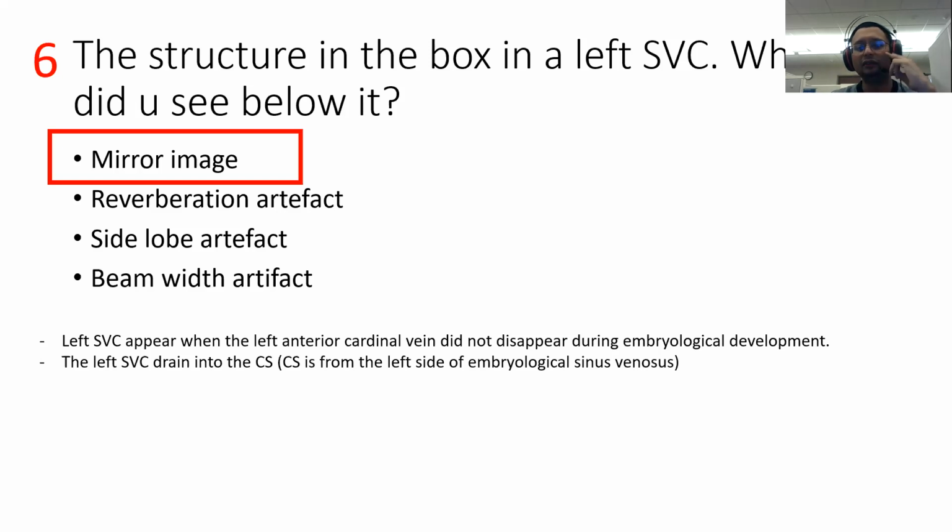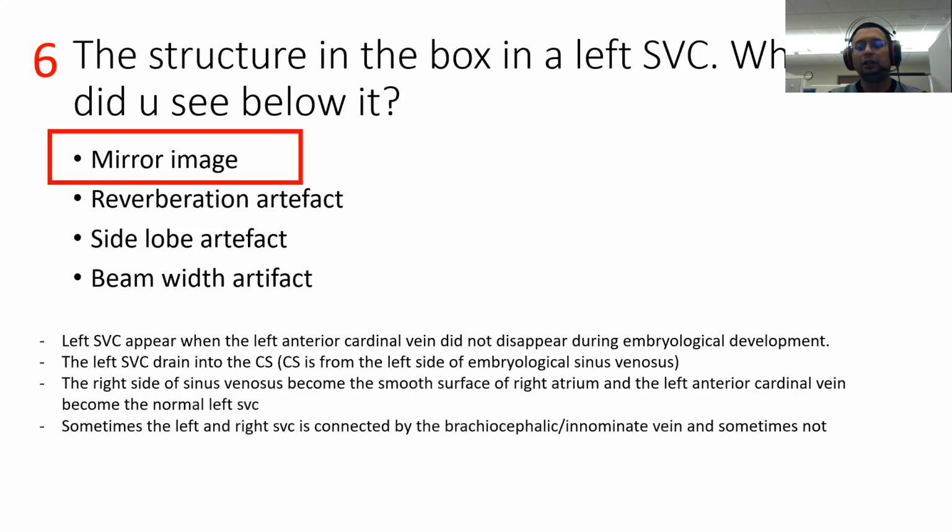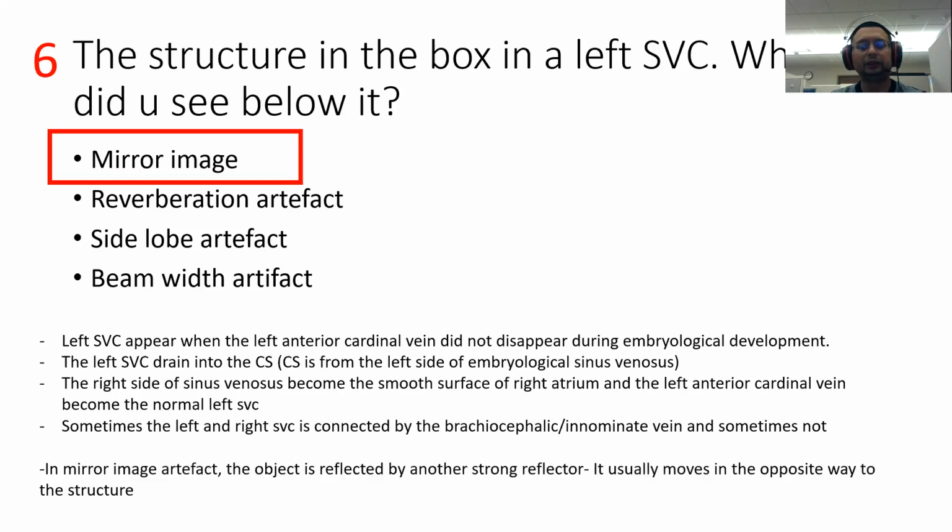The left superior vena cava always drains into the coronary sinus, which is the left part of the embryological sinus venosus. The right part of the embryological sinus venosus will become the smooth part of the right atrium. The left and right, as we see, can be connected, and if connected, it is connected by a brachiocephalic vein. Now in mirror image artifact, as I said, the object is reflected by another strong reflector and it moves in the opposite way to the structure.